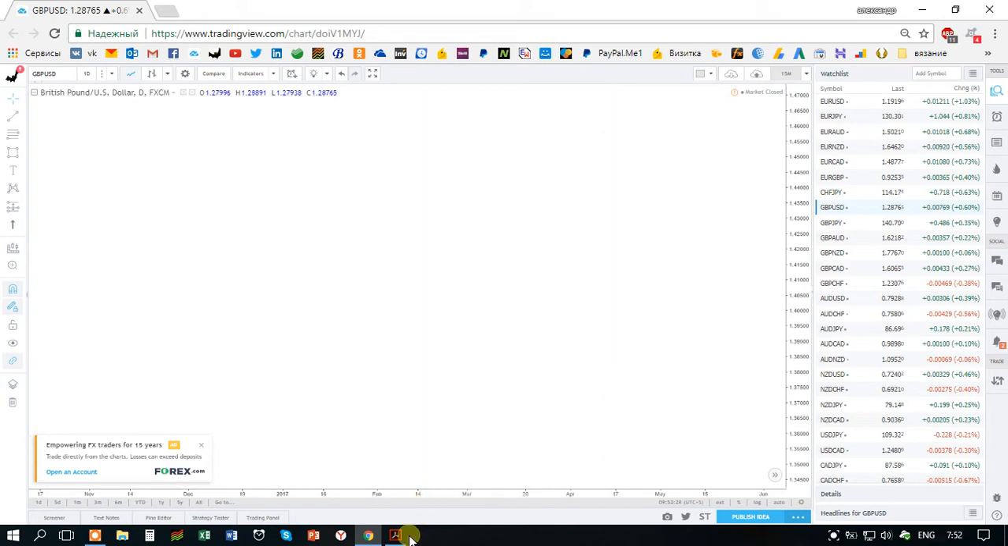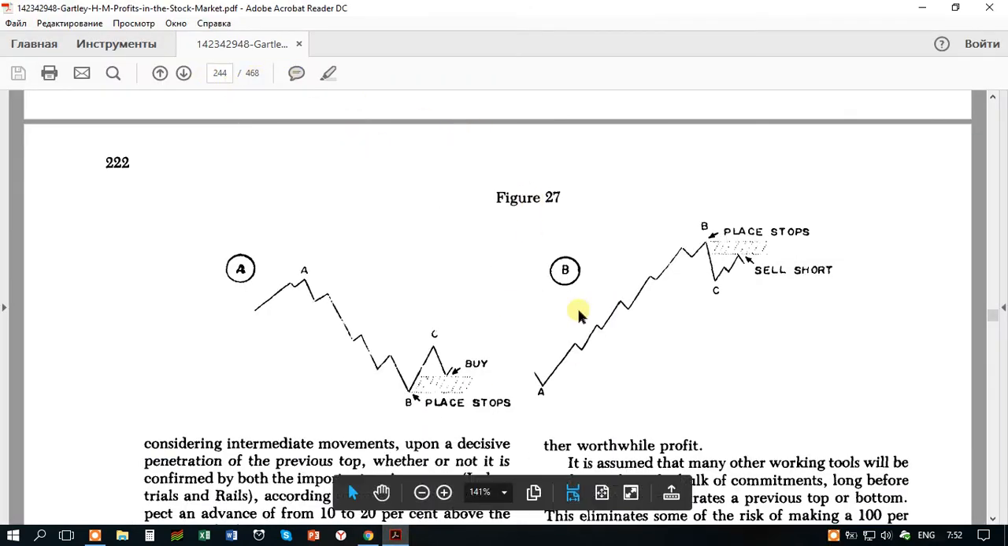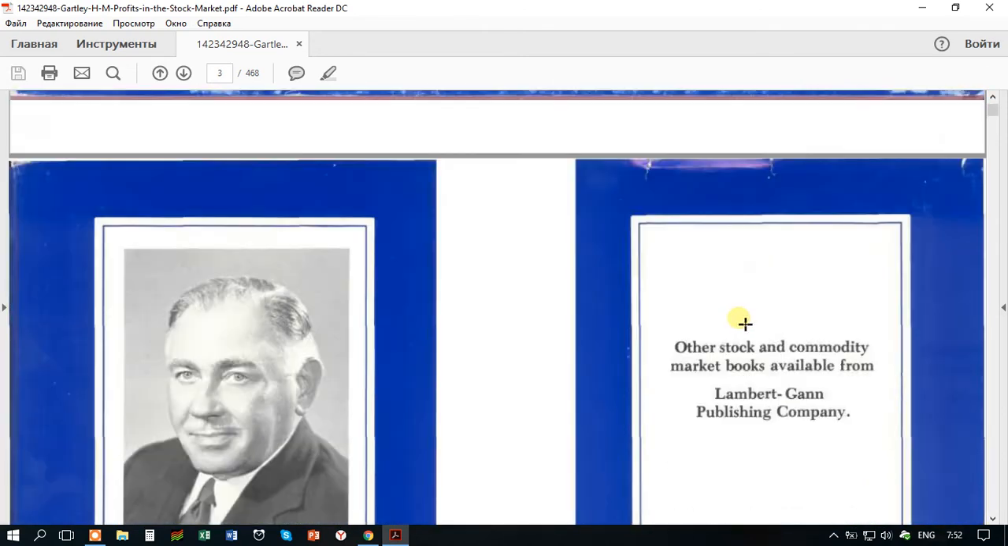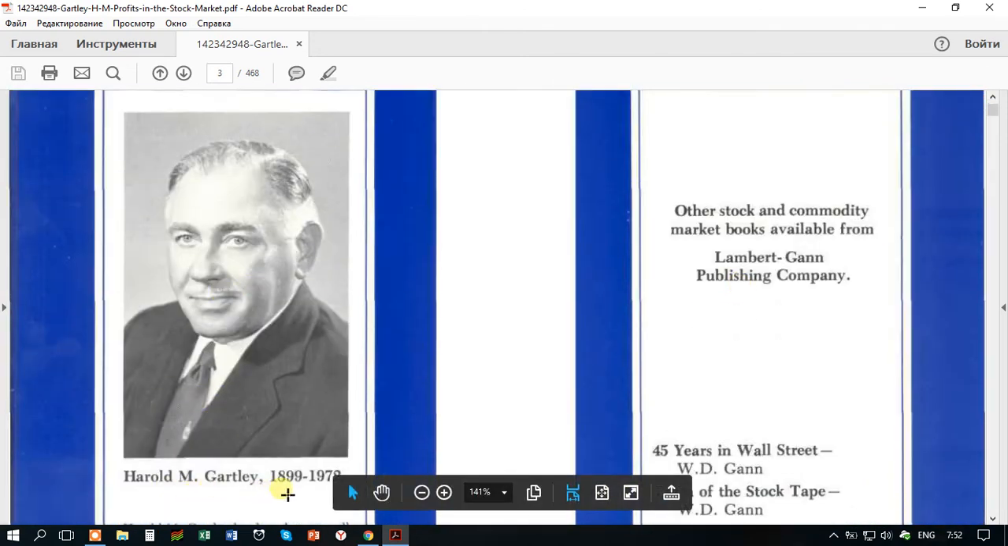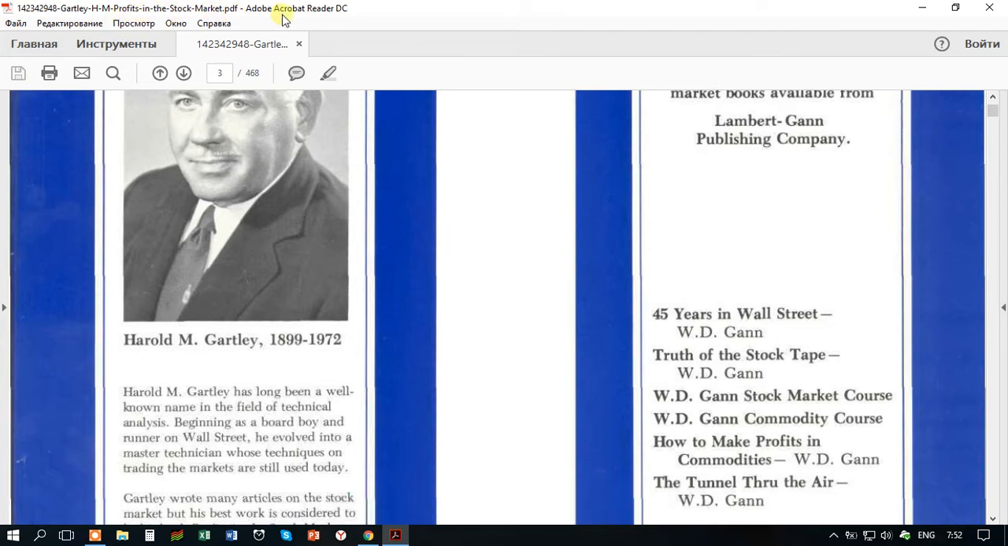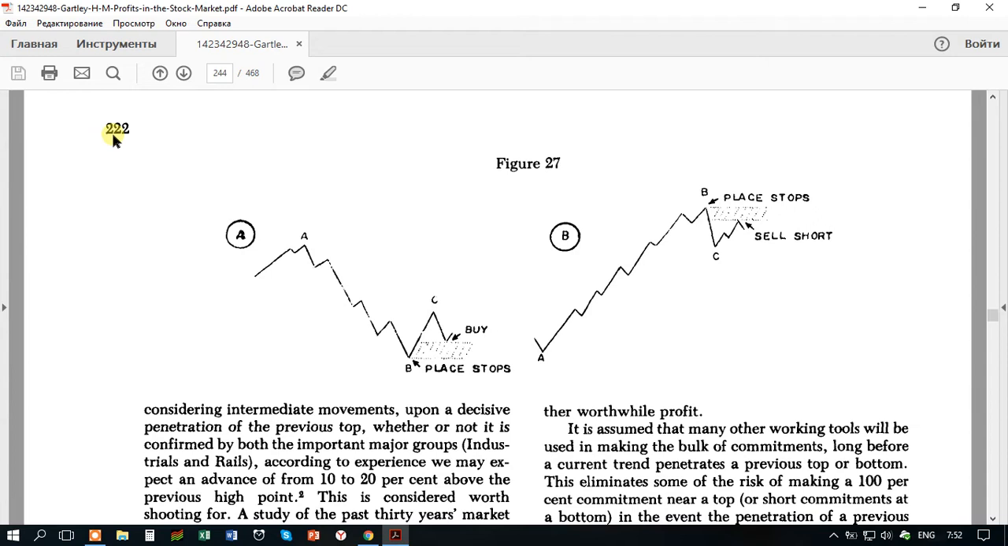It all starts from the book of Gartley. This book is called Profits in the Stock Markets. So it looks this way, the blue cover. Here is the Gartley, 1899-1972. So here is the book, Profits in the Stock Market PDF. Let's go to the page that describes the Gartley pattern. It is page 222, and we have figure A and figure B, figure 27 part A and part B.